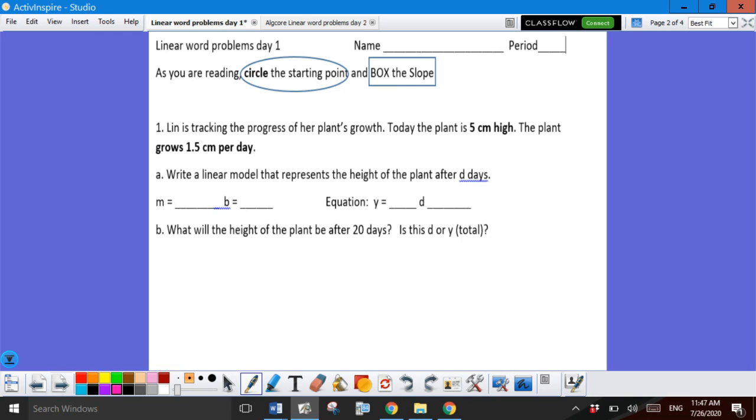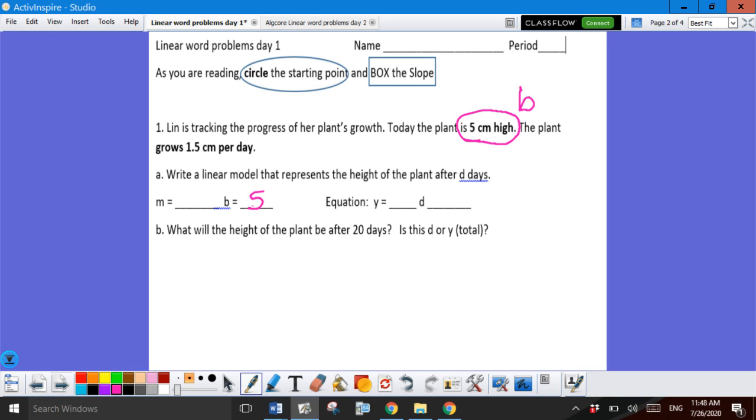Lynn is tracking the progress of her plant's growth. Today, the plant is 5 centimeters high. So that's probably important, that number. So is that my starting point, or is that what's changing? That is my starting point. So I'm going to go ahead and circle this. This is my B. Okay, that's my B. So that's going to go down here.